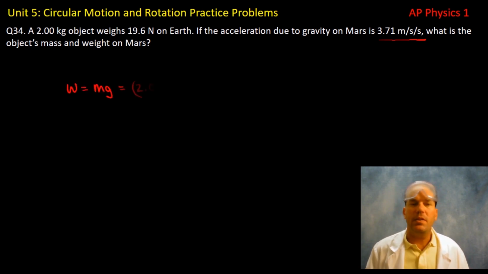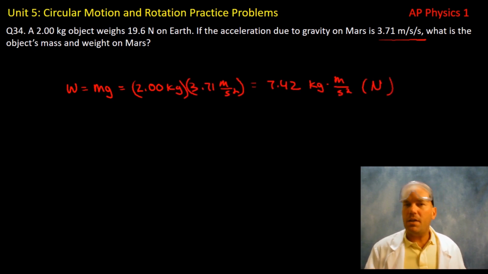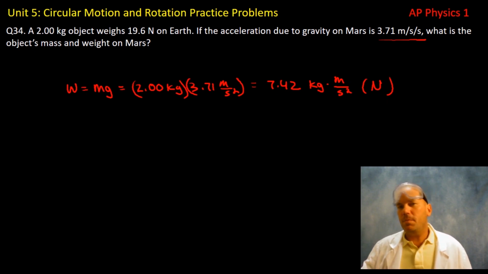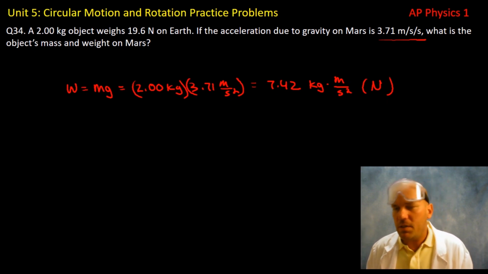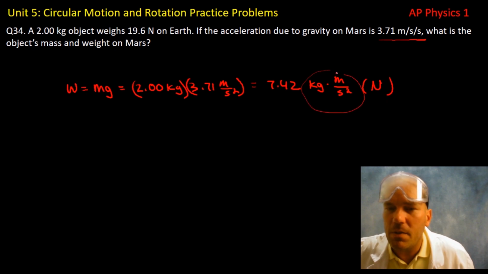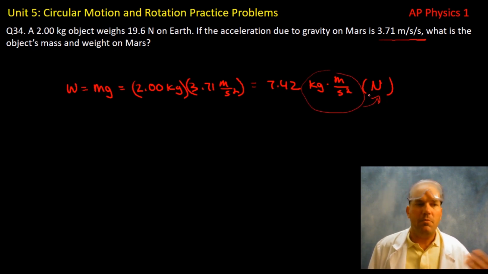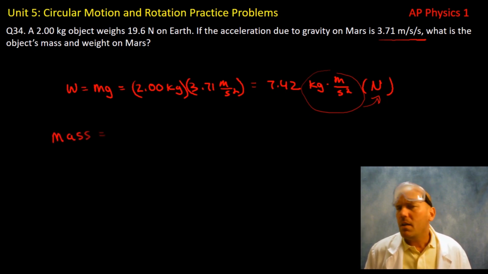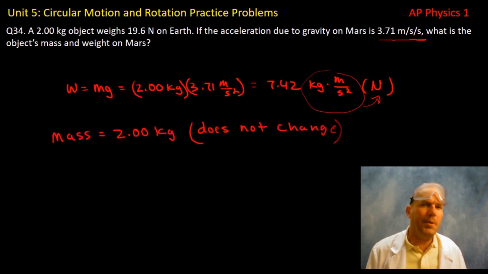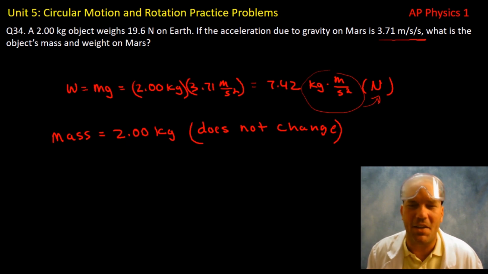Okay, so let's look at this. What is weight? Well, for an object on or near the surface of a planet, it's mass times the acceleration due to gravity. And we have everything we need. We have the object's mass, we have the acceleration due to gravity. So we can solve and say it's 7.42 kilograms times meters per second squared, which is the base SI units for the derived unit of a Newton. Okay, what about the object's mass? Mass is a property of the object. It's the amount of matter in the object, and that's not going to change.